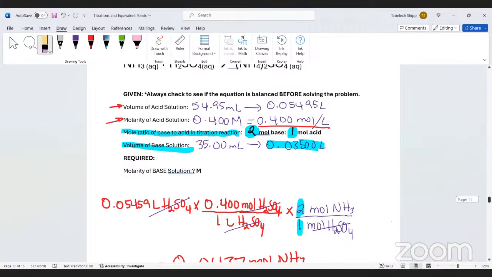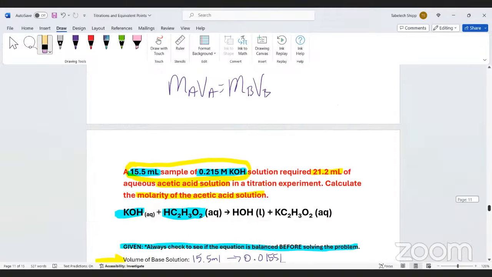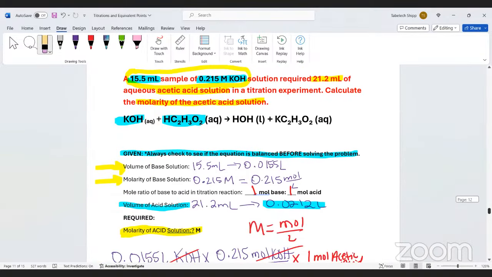Also, you do get lucky if you forgot to use coefficients. You do get lucky when you have a 1-to-1 ratio, like in this problem, 1-to-1.